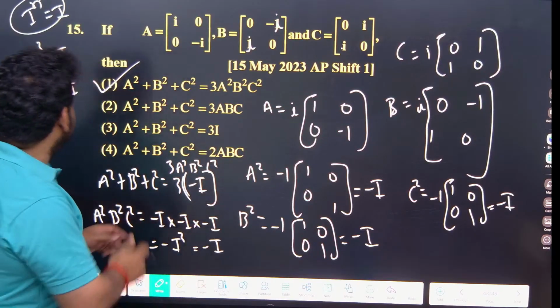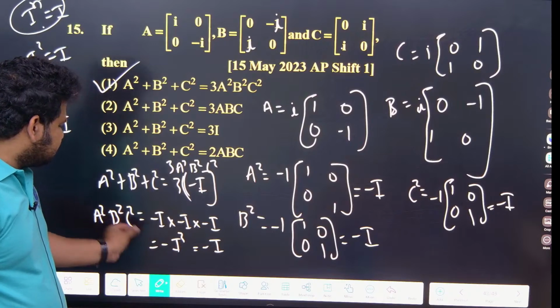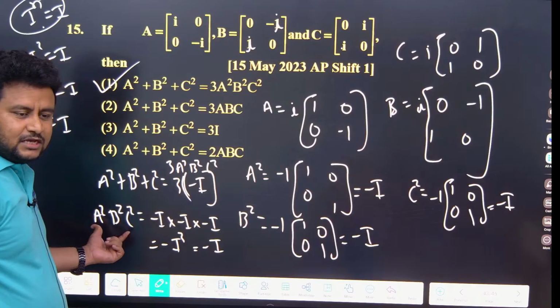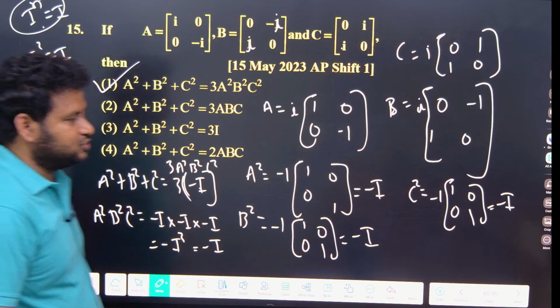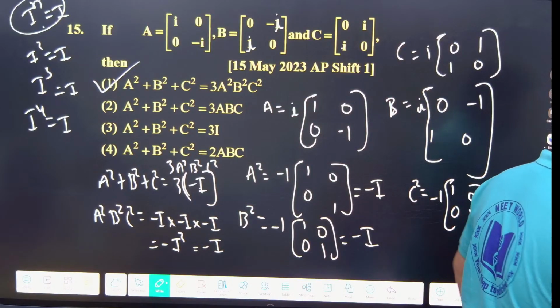So, that will become what? Please make a note of this. So, this a square b square c square will give me minus i. Here also it is minus i. So, in place of minus i, I can write a square b square c square. So, that is the first option. Clear to all of you? Understood? Charan, Sanvi, George Reddy, clear? Fine.